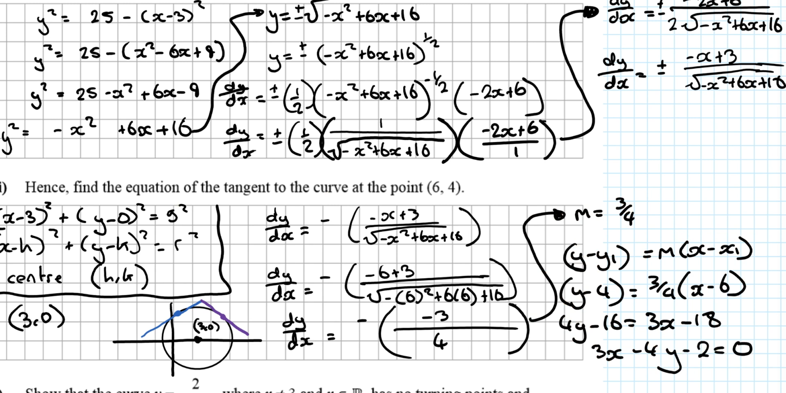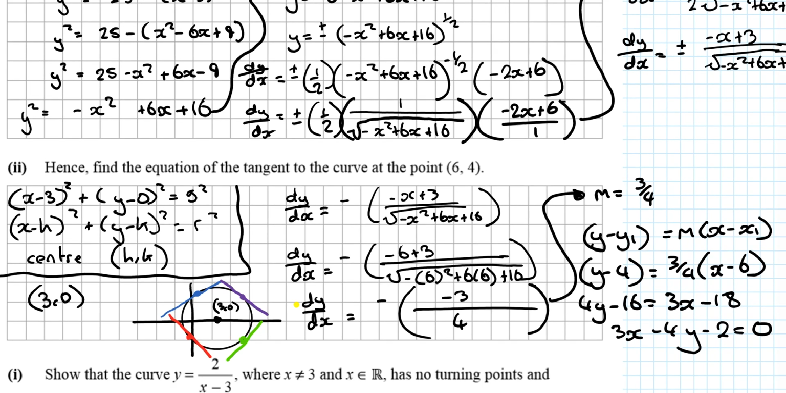So hopefully you get that about the slopes. If they asked us about a point down here, we'd use the positive one. If they asked us about a point down here, we'd use a negative one. So little diagram, really helpful here.